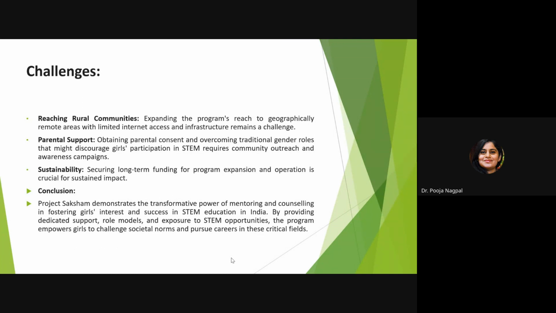So overall, what is the conclusion? Project Saksham demonstrates the transformative power of mentoring and counseling, fostering girls' interest and success in STEM education in India. By providing dedicated support, role models, and exposure to STEM opportunities, the program empowers girls to challenge societal norms and pursue careers in this critical field. Basically, we can say that Saksham is the most hit mentorship program of the Indian government.